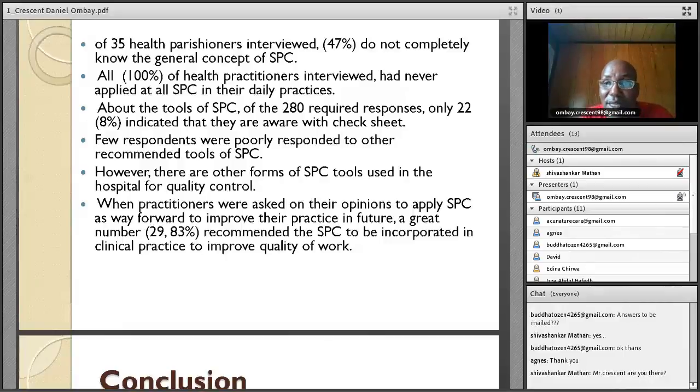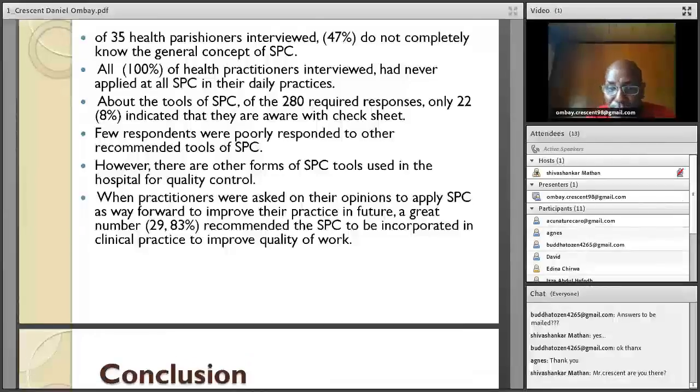When practitioners were asked their opinions on applying statistical process control as a way forward to improve their practice in future, a great number, 28 out of 35, which is 80%, recommended that statistical process control be incorporated in clinical practice to improve quality of work.